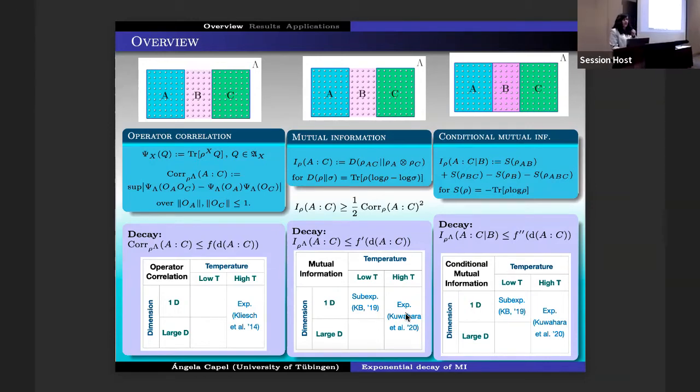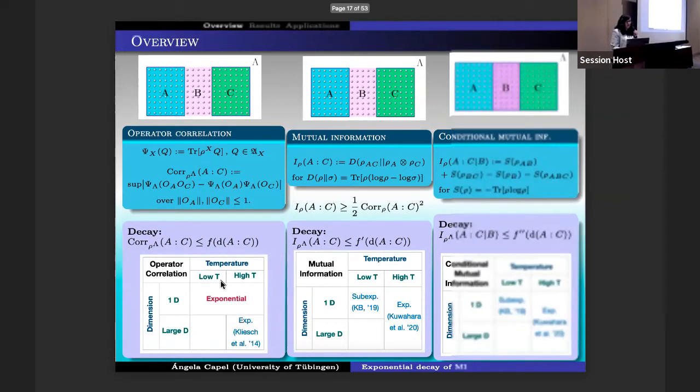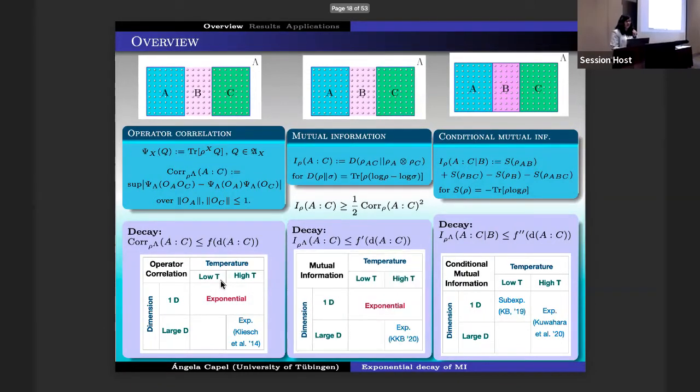So you see, the situation now is that the general belief is that in 1D there are no thermal phase transitions. So in principle, what happens at high temperature in 1D should also happen at low temperature, right? So if we have some exponential decay, we should be able to extend it also to low temperature in 1D. And this is what we've done in this paper. So first of all, we've proven that this operator correlation function decays exponentially in 1D for every temperature. Secondly, we've done the same for the mutual information. And the third result that I'm also going to mention has to do with the decay of the conditional mutual information, but doesn't directly enter into this table. So I'll go to that later.